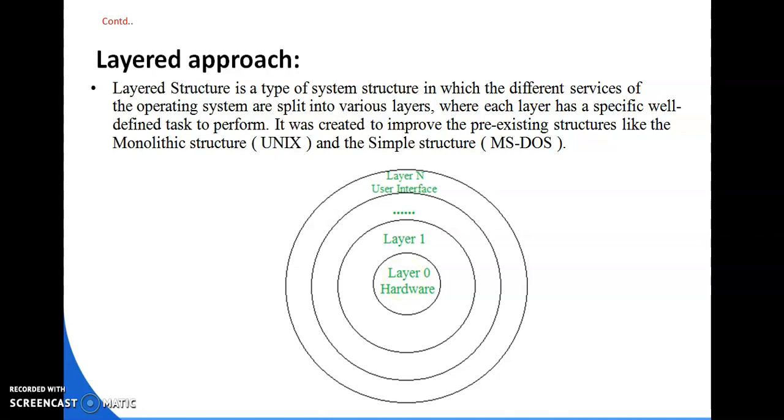Unlike the monolithic system, which is faster than this, the monolithic system, that means MS-DOS, is much faster compared to the layered architecture. But in terms of security, or in terms of extension features or operation features, the layer approach is very user friendly, because all the systems are in a layering architecture. There is abstraction there, and no layer can interfere with another layer. So that is the layer approach.